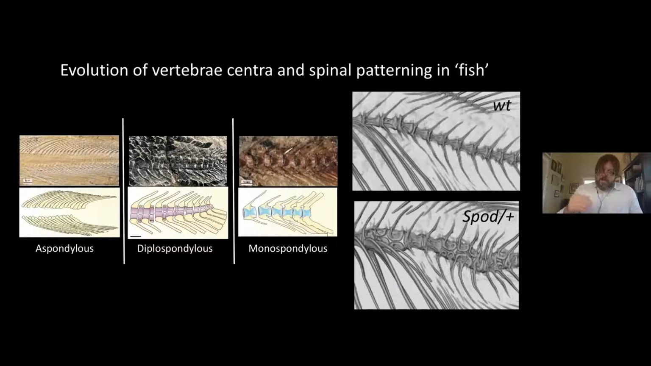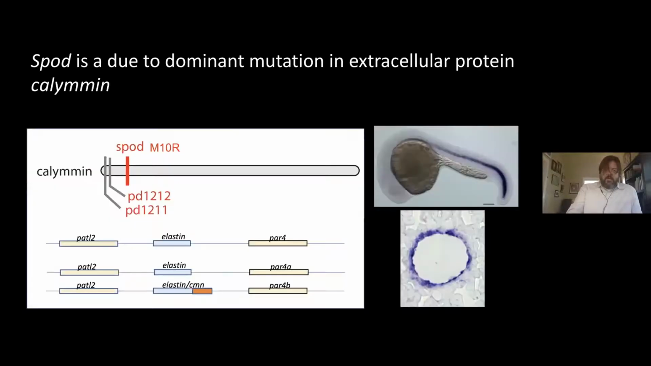Well, in the lineage leading up to teleosts, you actually see a progression from cases that have no centra, which is aspondylous, to diplospondylous, so they have two hemisected as well as two paired in the lateral row, to monospondylous. What this mutation looked like it was forming was an atavistic structure seen only in extinct teleosts. So when we cloned this out, we found that it's in this weird teleost gene called calminimin.